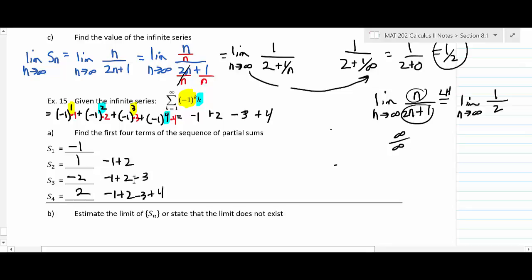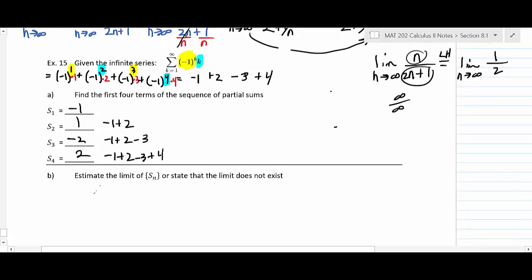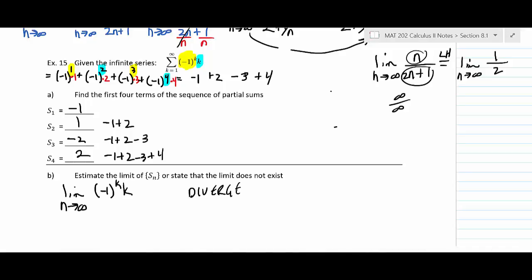Sometimes that's going to happen. So the idea would be, if you did the limit as n goes to infinity of this expression, that would diverge. It's not going to go anywhere. You can tell that pretty much by just looking at how that partial sum goes. Are there any questions about that?